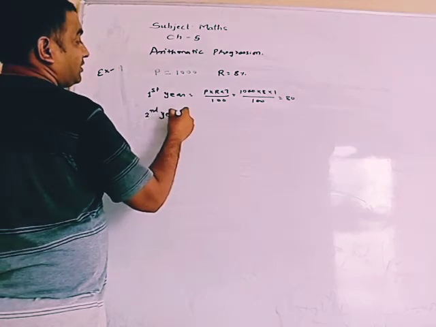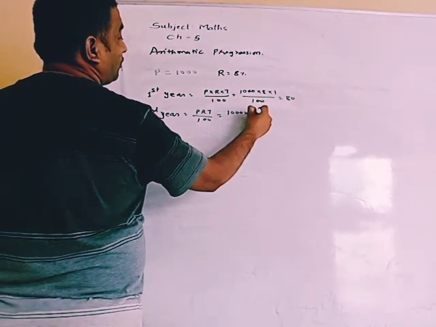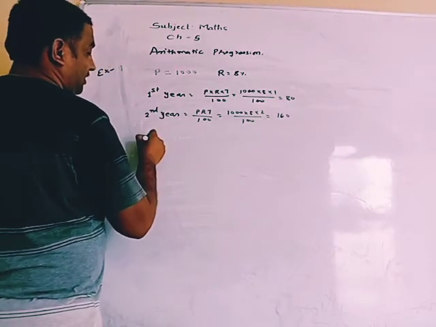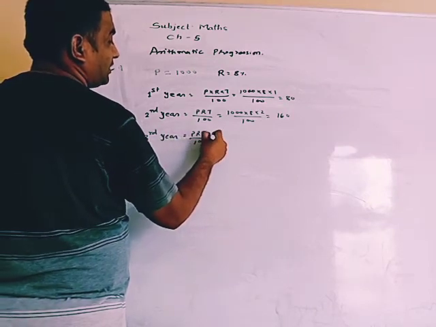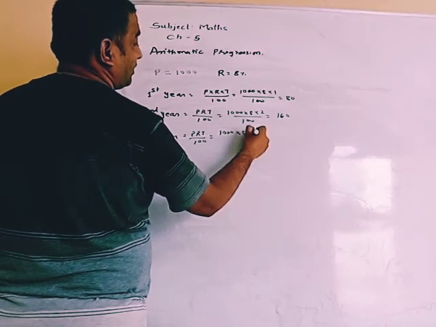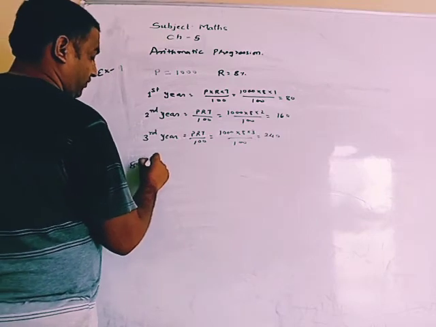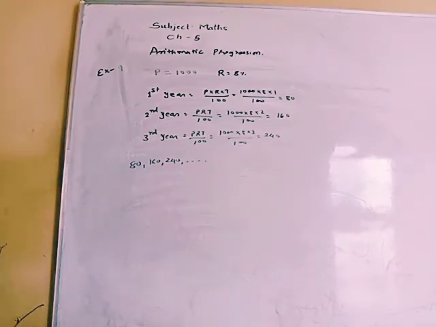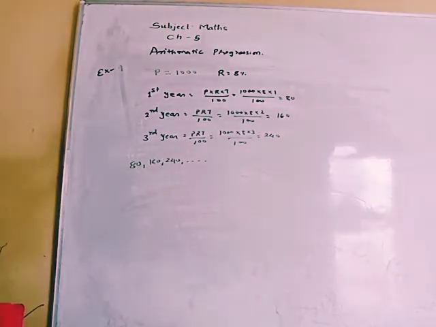Now the second year is principal into rate into time upon 100: 1000 into 8 into 2 upon 100, so it is 160. Third year: principal into rate into time upon 100, so 1000 into 8 into 3 upon 100. The zeros cancel, so it is 240. So here we are getting 80, 160, 240. We can see that the difference is 80, 80, 80, and so it forms an AP.